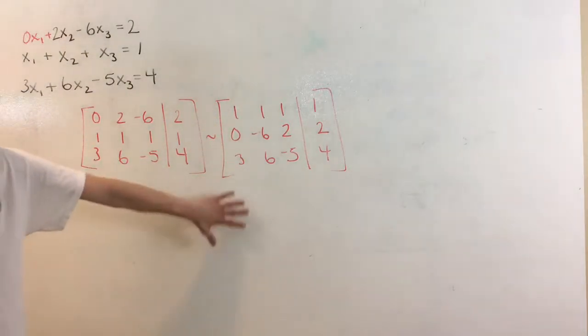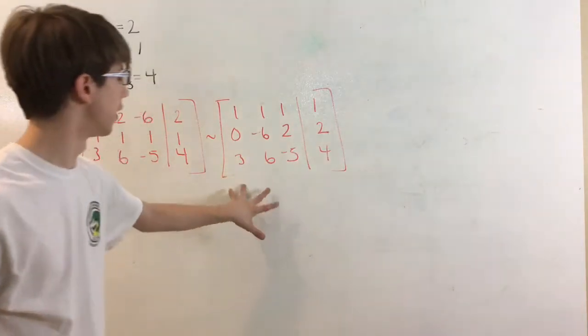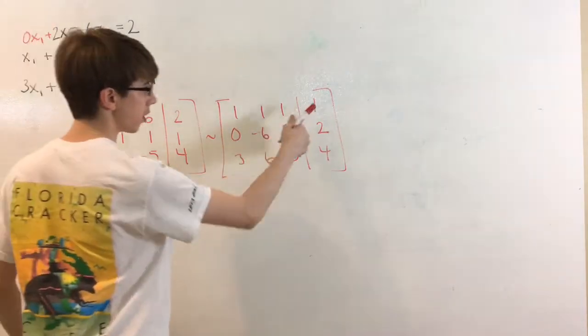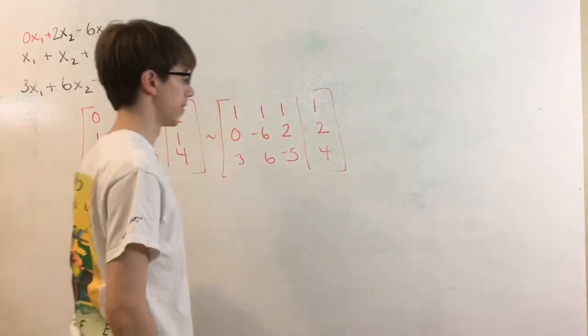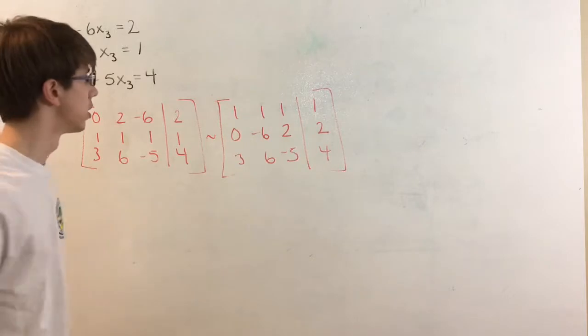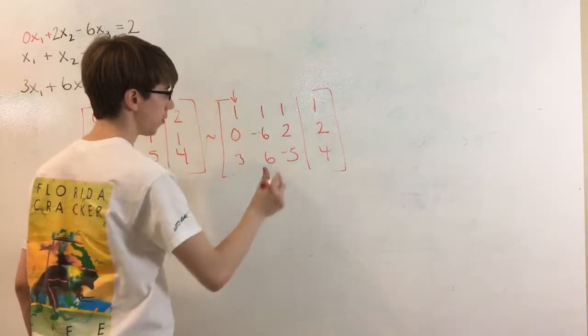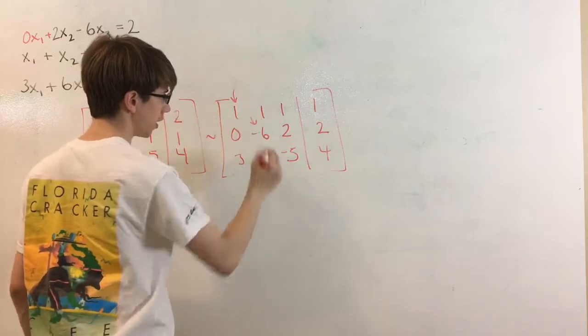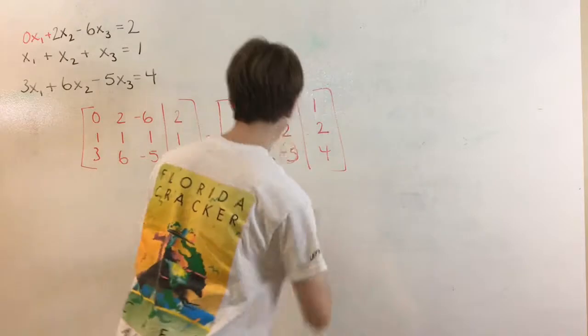All right, so we've swapped row 1 and 2, and we've gotten this. 1, 1, 1, 0, 2, negative 6, 3, 6, negative 5, and of course we have the augmented solutions right here. So this is our leading term for the first row. This will be our leading term for the next row. So then this has to be the leading term for the third row.